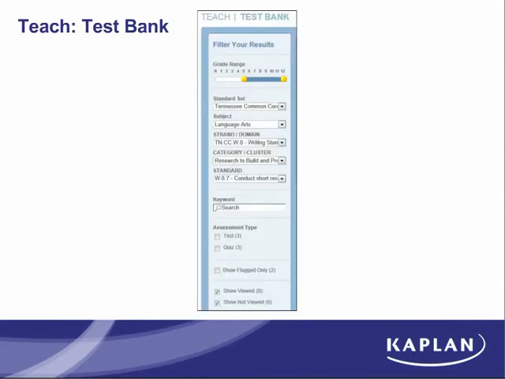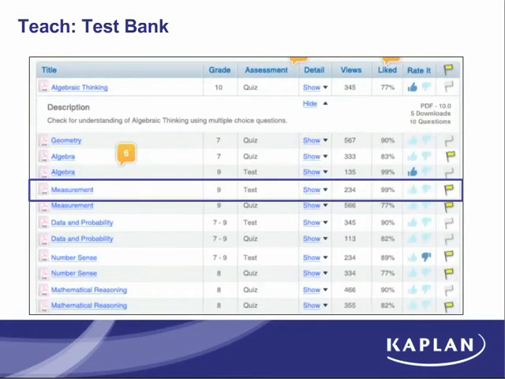As you can see, the standards and keyword grade search options are essentially the same as with Lesson Bank. You can filter Test Bank according to grade range, Common Core State Standards, by keyword search, and by the type of assessment, whether short quiz or full-length test. As with Lesson Bank, Test Bank resources are named according to the topic or standard they assess. The test you see here assesses measurement and, like all Test Bank resources, is a PDF download.